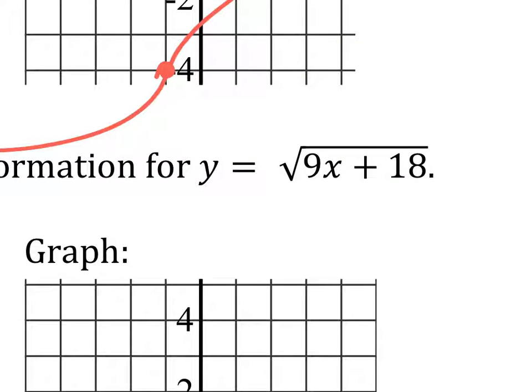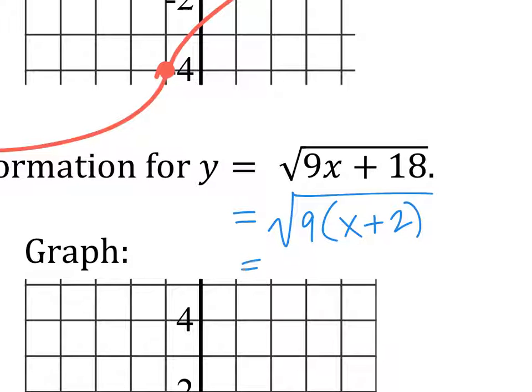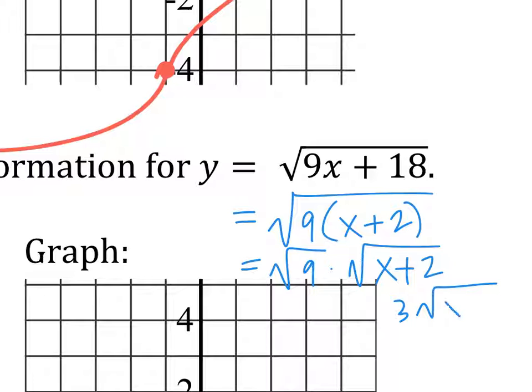Okay, whenever the leading coefficient in the radicand is not 1, what you want to do is factor. So take out the 9. This is x plus 2. And then what you want to do is just split that into 2 radicals. And then you ask yourself, can I simplify the square root 9? Yes. Okay, because you can just leave it like that. If you cannot, you leave it as a square root. So 3 square root x plus 2 is the simplified version.